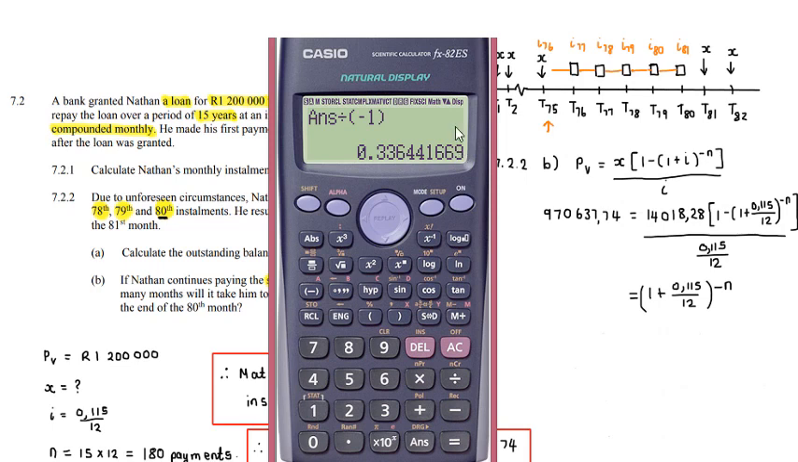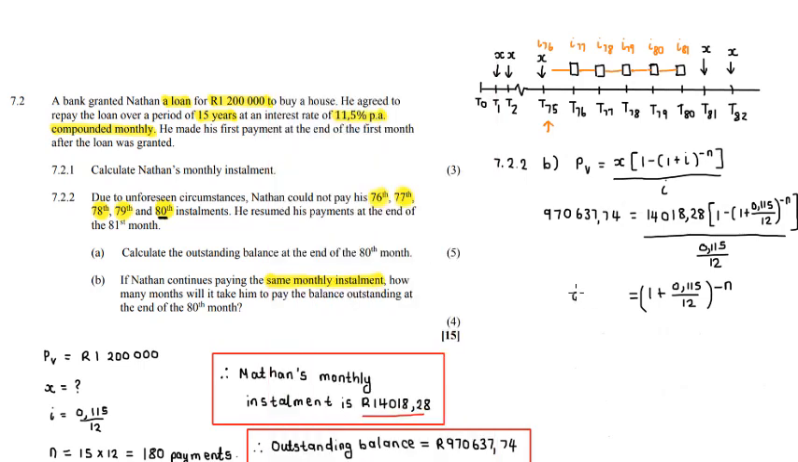Now we are going to store this value in the calculator as well. So I'll go Shift, Store, C. I'll just round it off for now. I'll write it as 0.336, with dots like that.